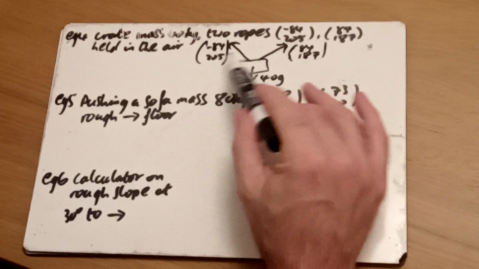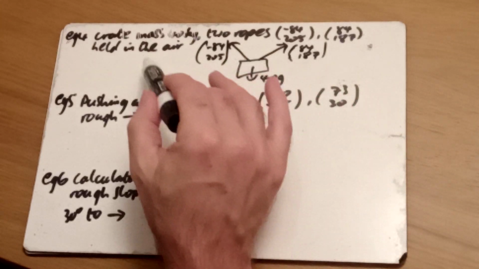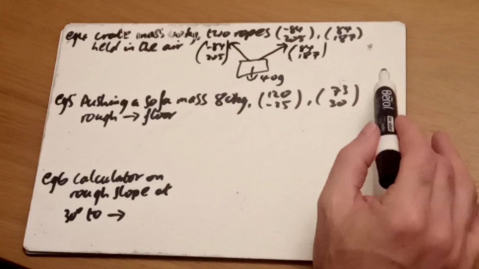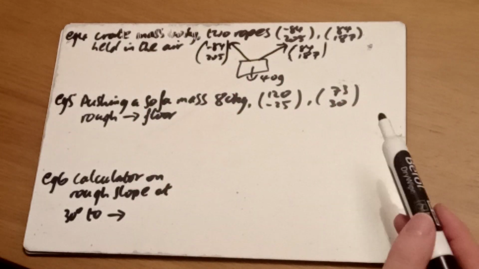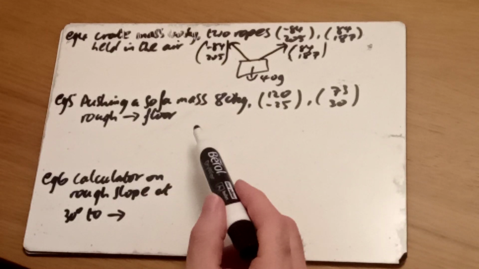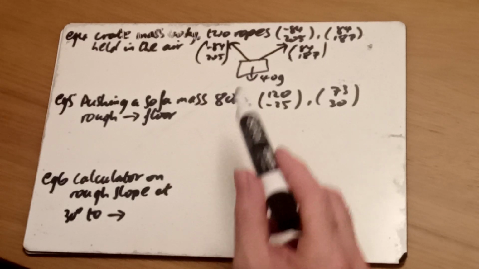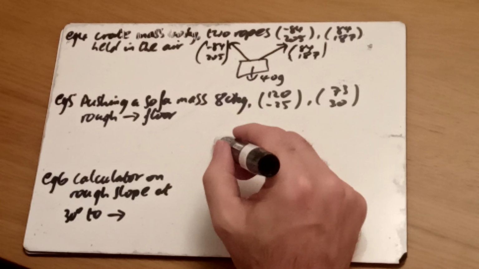the upwards forces, the 205 and 187, are balanced out with the downwards force. The force going left, the 84, equals the force going right, 84, so everything cancels out. Whereas in this case, pushing a sofa of mass 80 kilograms, there's a resultant force, so it's in motion, it's moving, it's accelerating.